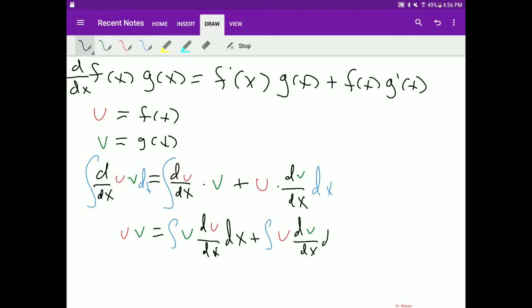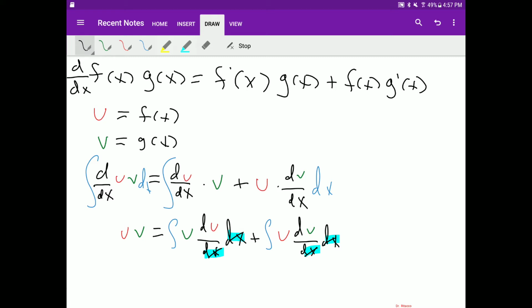Now what you notice here is that the dx's in both of those will cancel out. So I have dx here and dx here, and those are going to cancel. Say bye, they go away. So I'll be left with the integral of v du plus the integral of u dv.